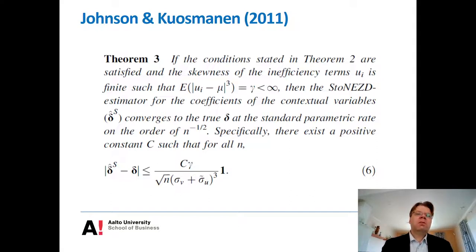And remember, these z variables often might be some kind of ratios or percentages or dummy variables, for example. So this is, in that sense, a practically very, very useful result that there can be several z variables, because these delta coefficients converge at the standard parametric rate.